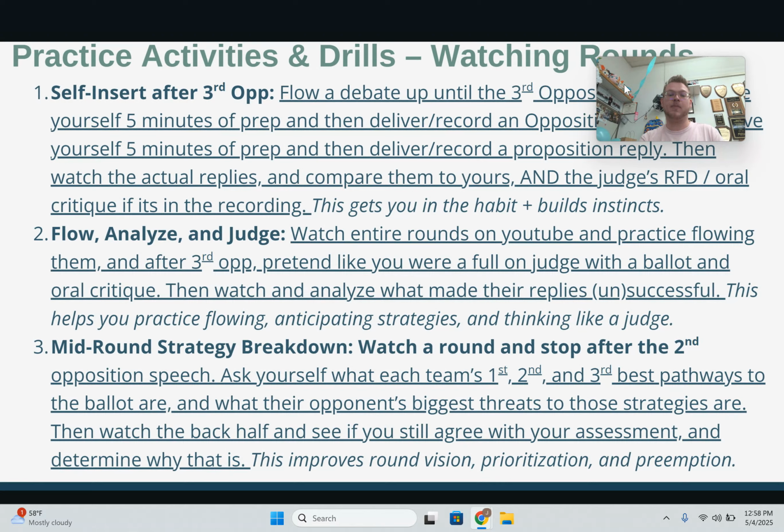This gets you in the habit of giving reply speeches and helps you build your instincts and think like a judge. It also will help you if you flow, analyze, and judge entire practice debate rounds, even if you don't give a speech. Practice flowing them, and then maybe after the third opposition, pretend like you're a judge and give a ballot and oral critique. Then watch and analyze the reply speeches and redo your ballot and oral critique.